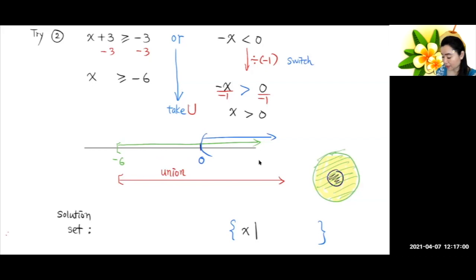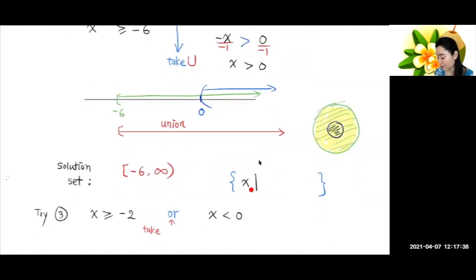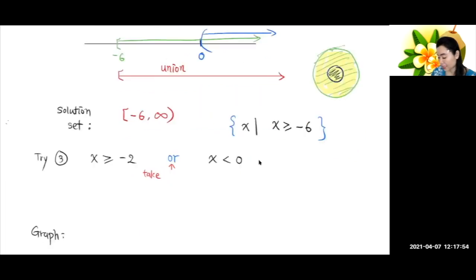So we just need to put down bracket -6 to infinity. This already includes the blue part, but that is a small part inside it. So we don't need to mention it, just the big part right here. That part will cover this already. So that's the solution set, okay? To write that in set-builder notation will be the set of all x such that x is greater than or equal to -6. You got it?